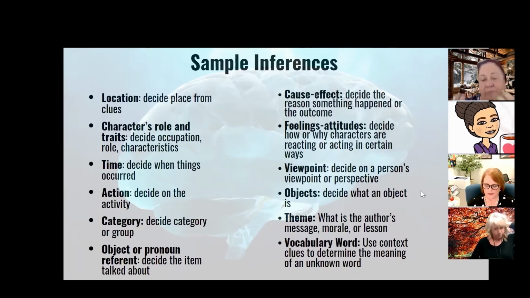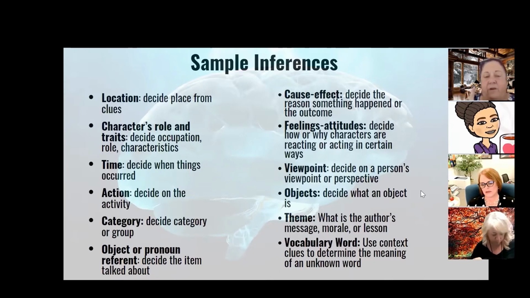Don't try to do too many, because we're jumping around. Help them understand what type of text clues and what type of background knowledge we would use as we work on that type of inference. So if it's location, I'm going to be looking for words that are about a place, right? I'm going to be looking for descriptive words that describe what something looks like, and those types of things.